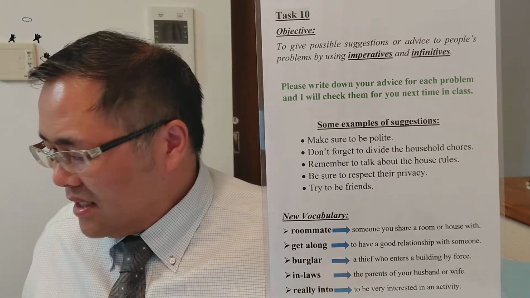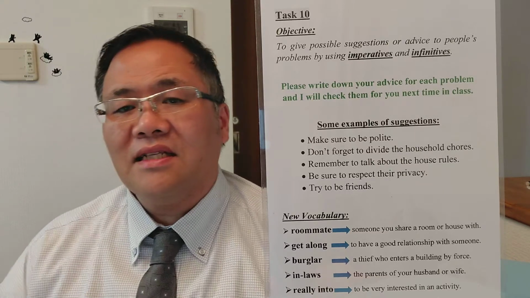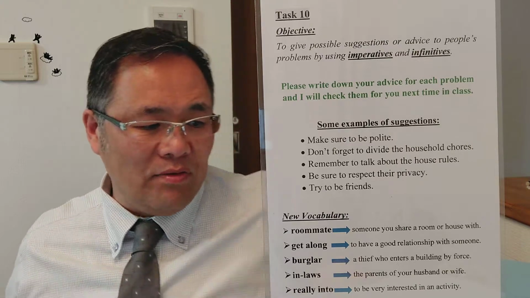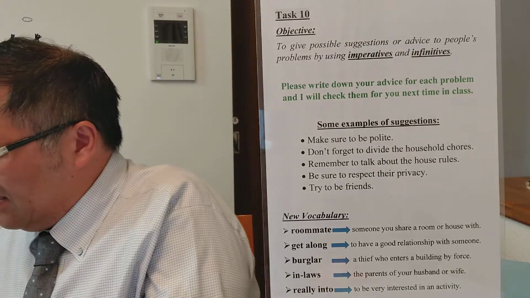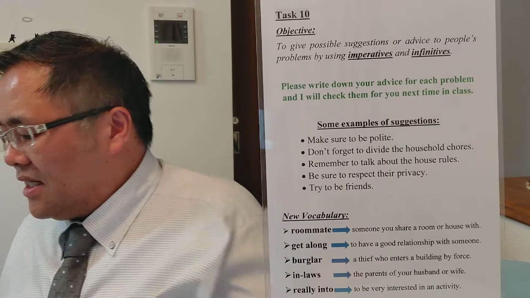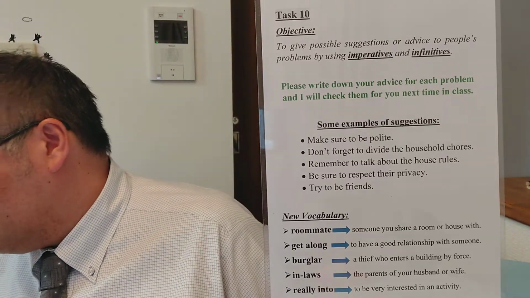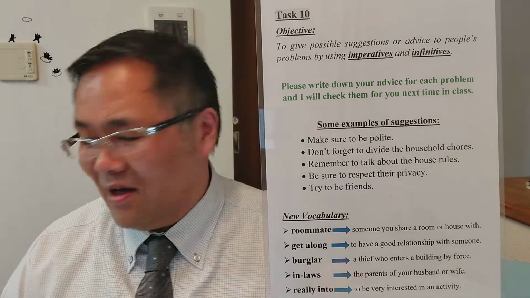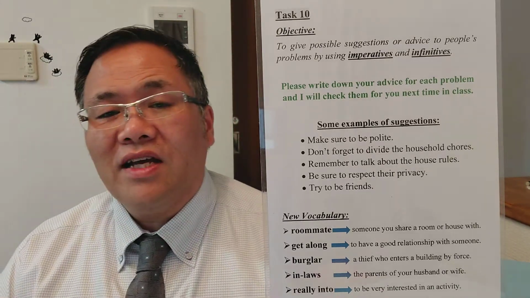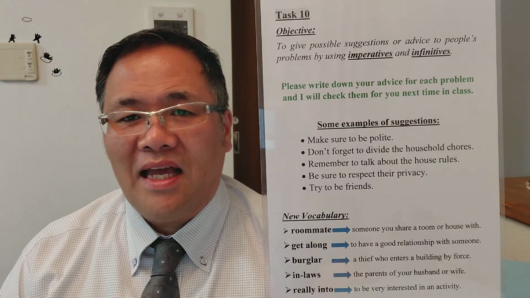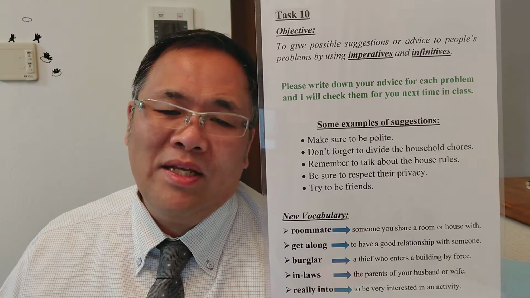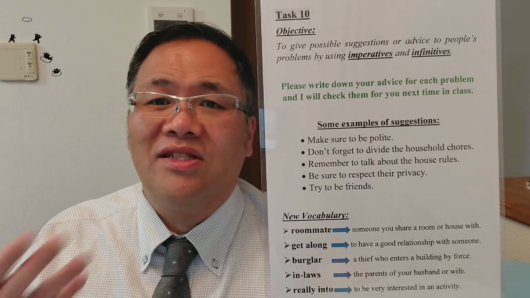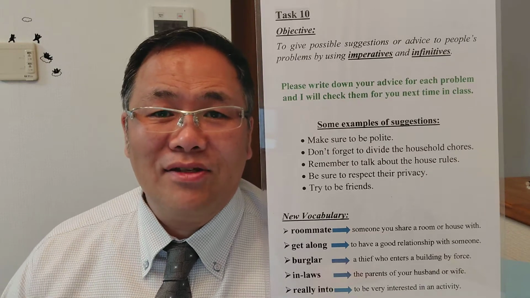Okay, now task 10 is the Interchange 7 exercise, and this is related to page 121. Let's just go there. Basically, this exercise is a group work activity more for fluency, but you can actually do it by yourself. You're going to read about 6 people who have problems, and when you read the problems, what you have to do is give advice or suggestions on how they can solve their problem.